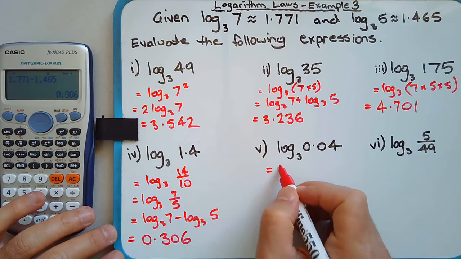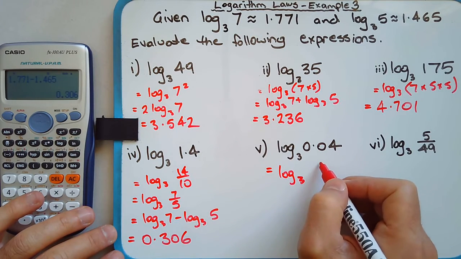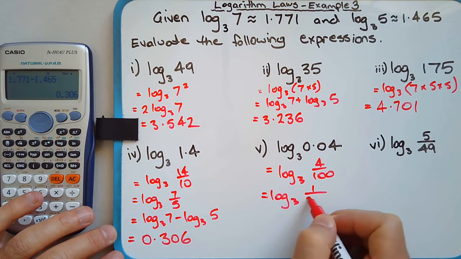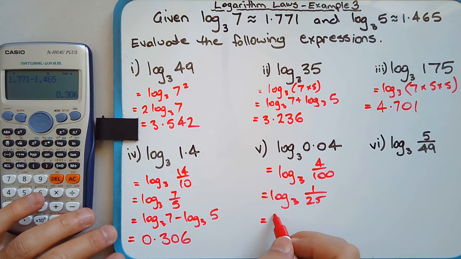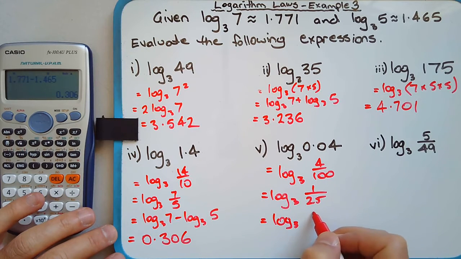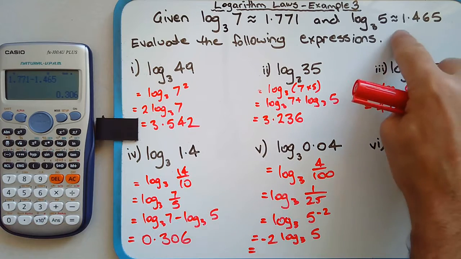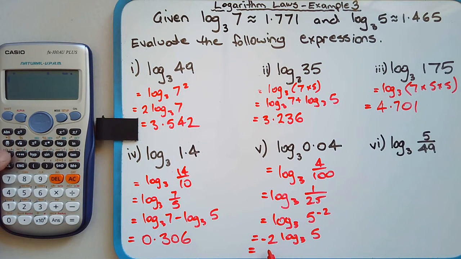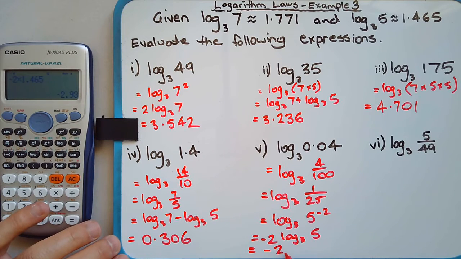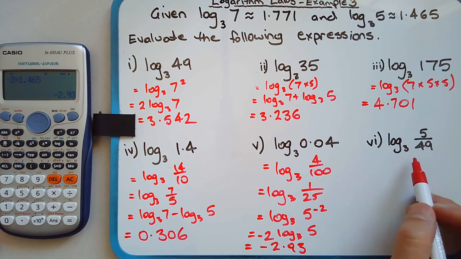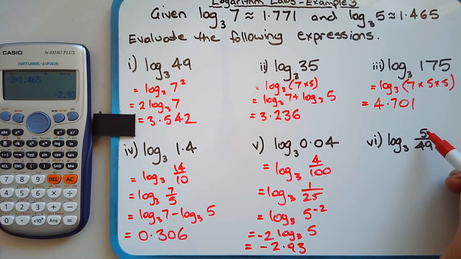Part 5, log base 3 of 0.04. So that's log base 3 of 4 on 100, which is equal to log base 3 of 1 on 25, which is log base 3 of 5 to the negative 2, which is equal to negative 2 log base 3 of 5. And log base 3 of 5 is 1.465, so that's going to be negative 2 times 1.465, and that's going to be negative 2.93.